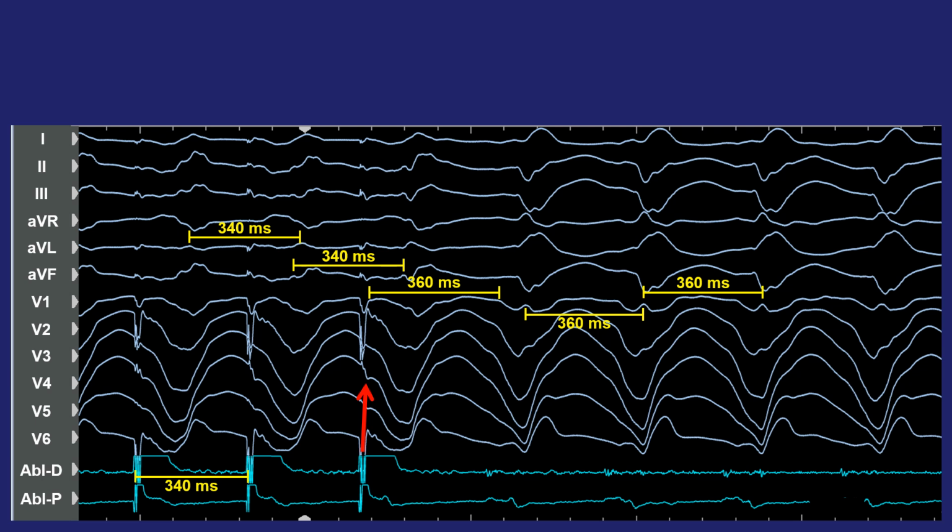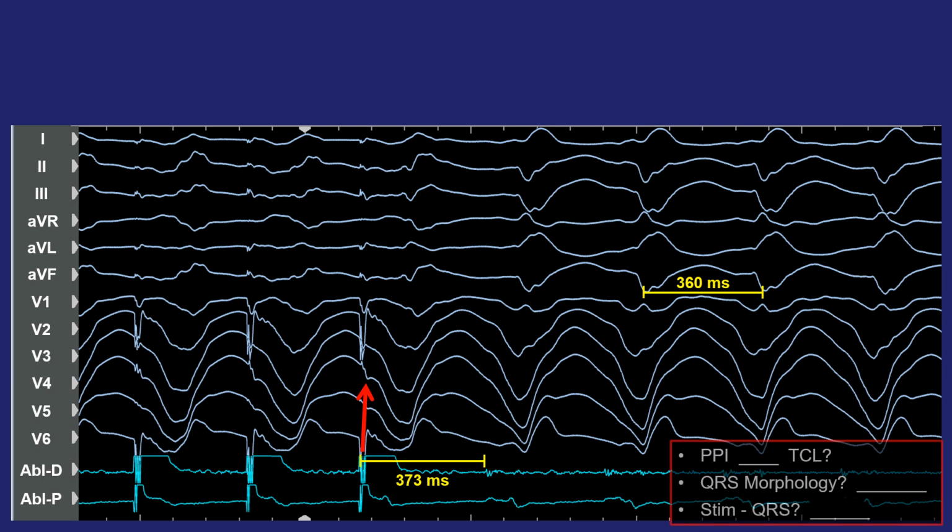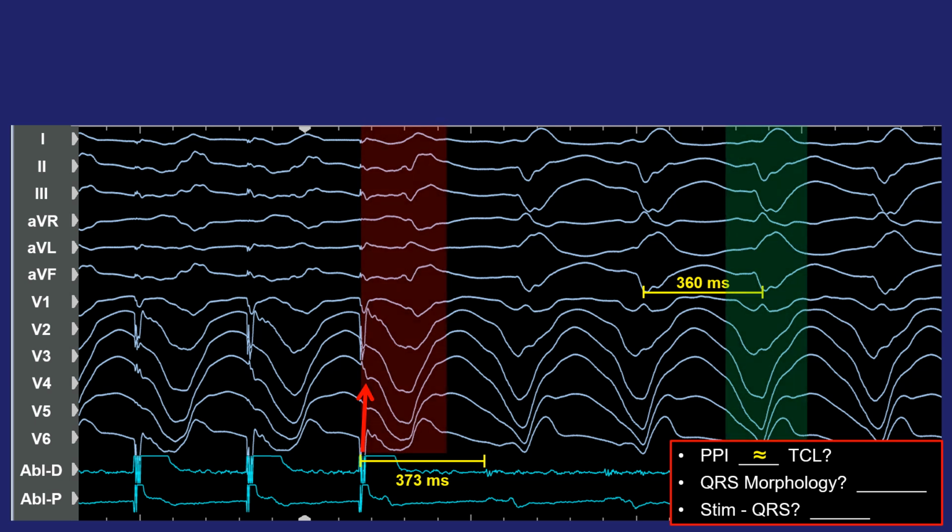What's our post-pacing interval? It's this. How do I know not to measure to these? Well, I can see those things here, so I'm not going to measure to those things. Here's the first sharp electrogram that we captured. Let's go through our checklist here. Our post-pacing interval is 13 milliseconds longer than the TCL, within 30 milliseconds. We'll say that's in, so we're basically in the circuit.